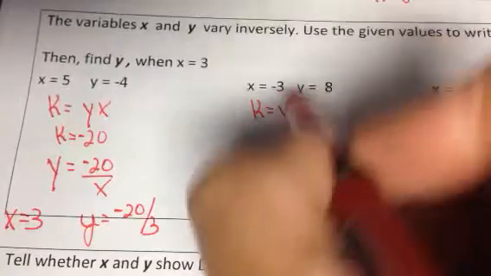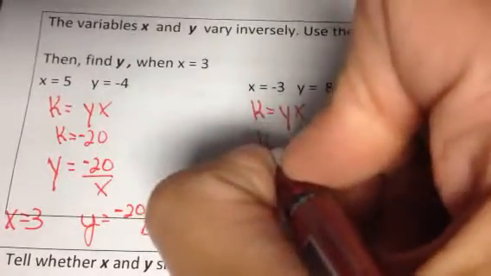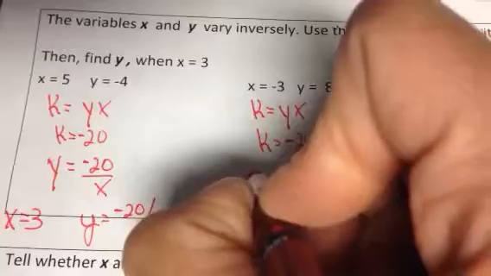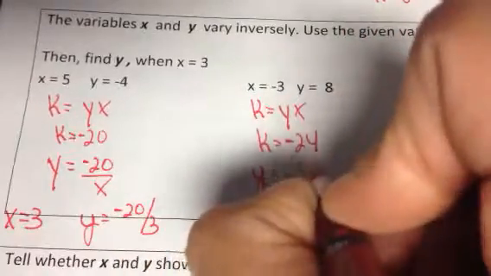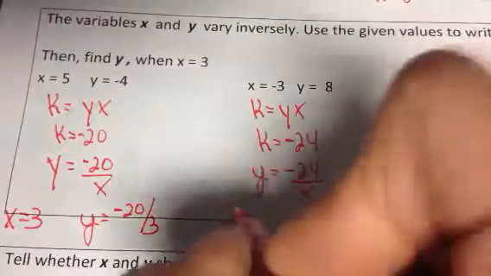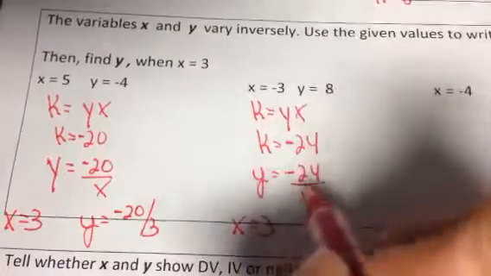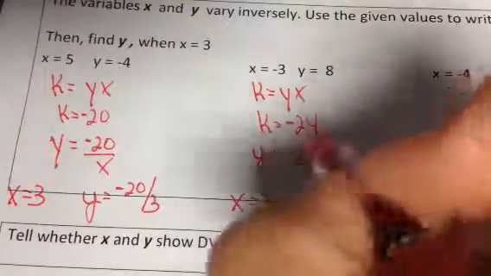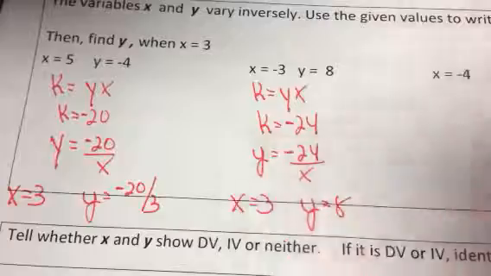I'm going to have to multiply them. When I multiply these, I'll discover that my k is negative 24. Then I'll write the equation. And now if x is 3 in this equation, then I'll know that the y is 8. Okay?